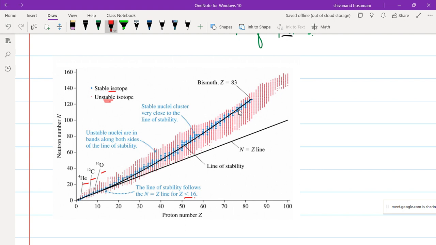Sir, why does the number of protons and neutrons become unequal when you go to the higher nucleus?